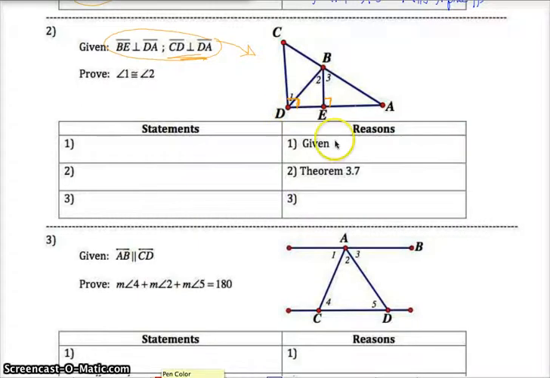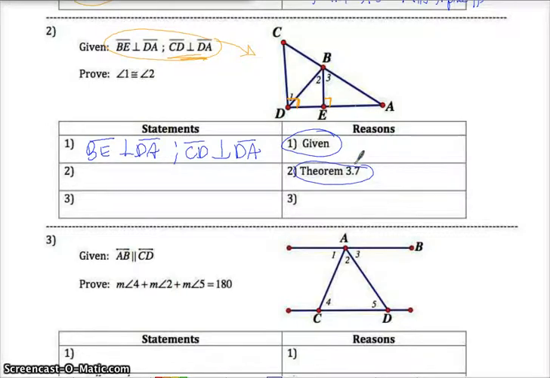So now, what do I do? Step number one, always write your given here, unless I tell you something otherwise. So BE is perpendicular to DA, segment CD is perpendicular to DA. So what does that lead me to believe? Well, let's read Theorem 3.7. Theorem 3.7 says, in a plane, two lines perpendicular to the same line are parallel. So two lines perpendicular to the same line must be parallel.